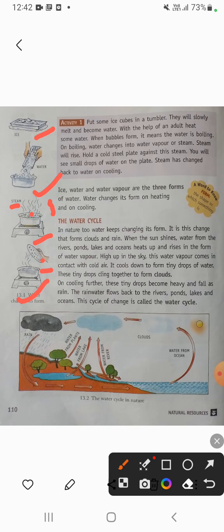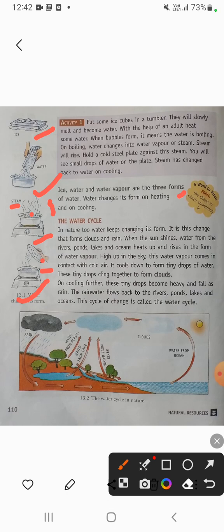Now here, ice, water and water vapor are the three forms of water. So students, what are the three forms of water? Ice, water, water vapor are the three forms of water, and water changes its form on heating and on cooling.